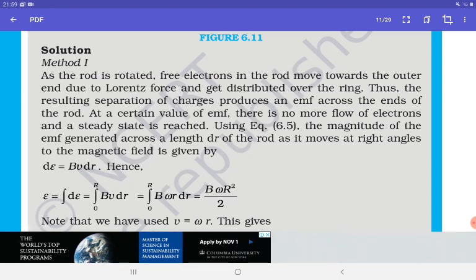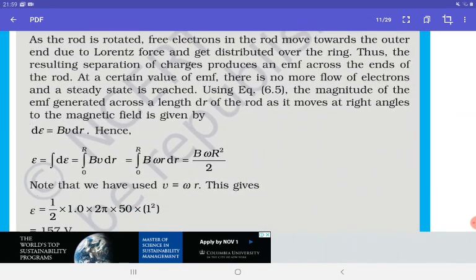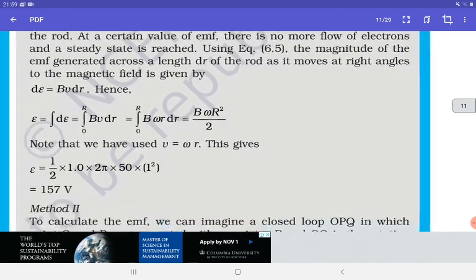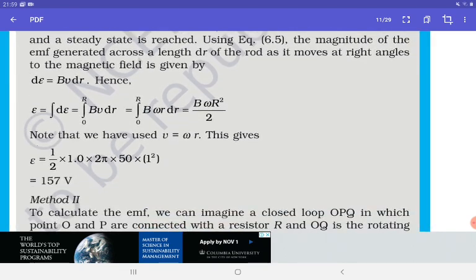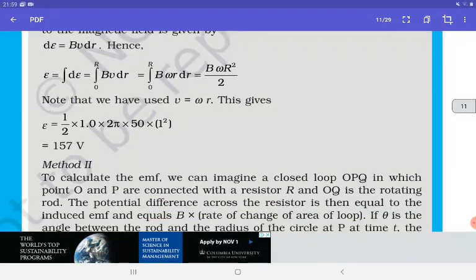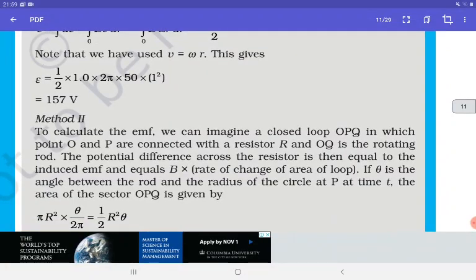Using equation 6.5, the magnitude of the EMF generated across a length dr of the rod as it moves at right angles to the magnetic field is given by d epsilon equals Bv dr. Hence epsilon equals the integral of d epsilon, integral from 0 to R of Bv dr, so B omega r dr, giving B omega R squared divided by 2. Note that we have used v equals omega r. This gives epsilon equals 157 volt.